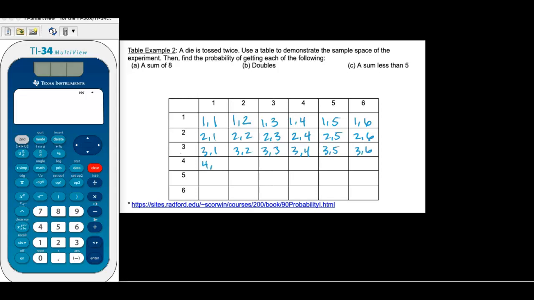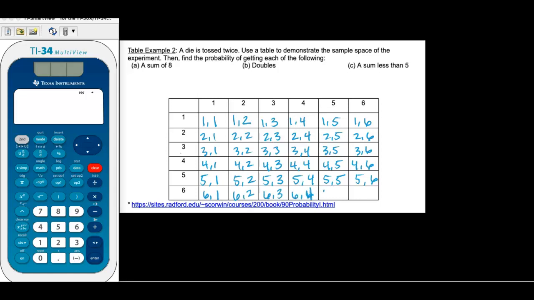Or a 4 and a 1, a 4 and a 2, a 4 and a 3, a 4 and a 4, 4 and a 5, 4 and a 6, or a 5 first and then a 1, a 5 and then a 2, a 5 and then a 3, a 5 and then a 4, a 5 and then a 5, a 5 and then a 6. And lastly, I could get a 6 first and then a 1 next, a 6 and then a 2, a 6 and a 3, a 6 and a 6.